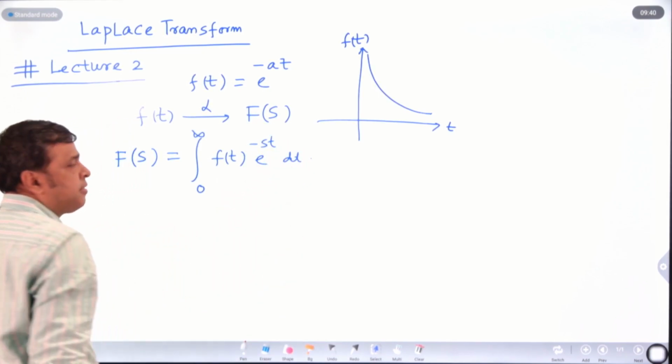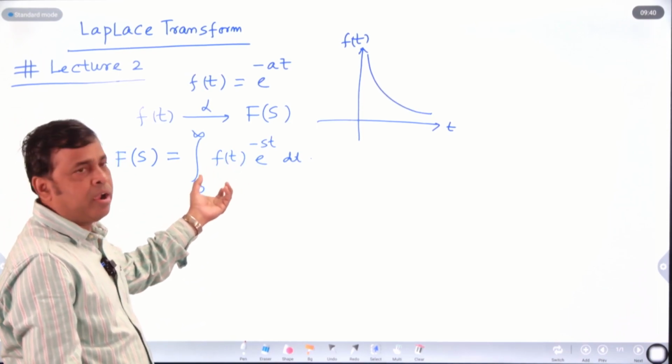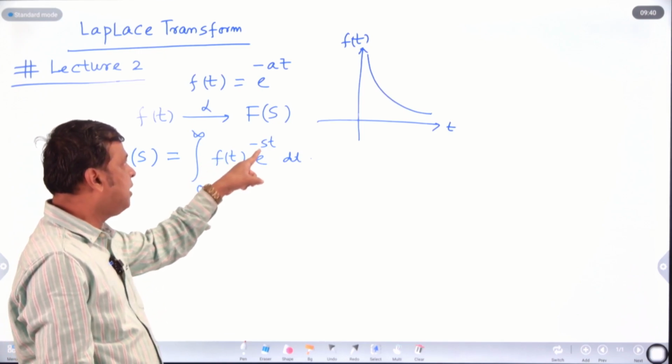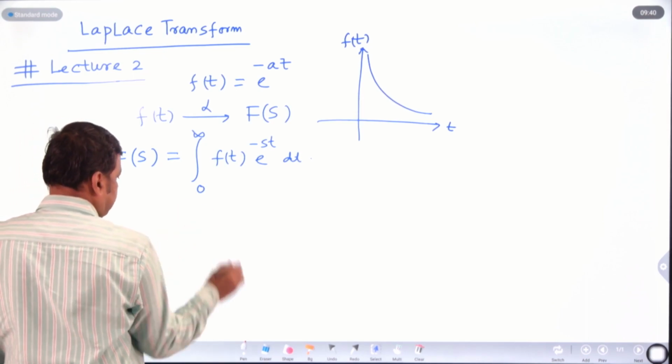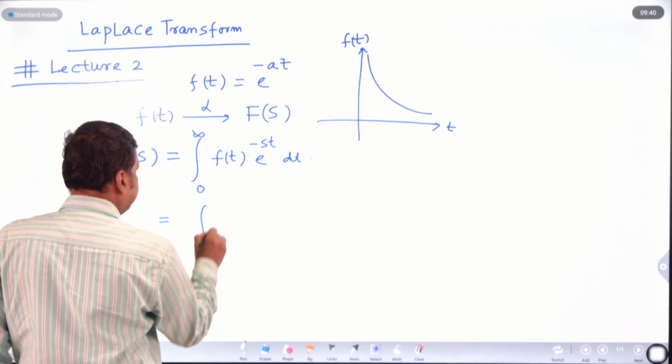This is your Laplace transform of any function. That is your basic standard formula to find out the Laplace transform of any function. That is your f of t, that function, into e to the power minus st dt. And here the value is how much here? That is, 0 to infinity, f of t.